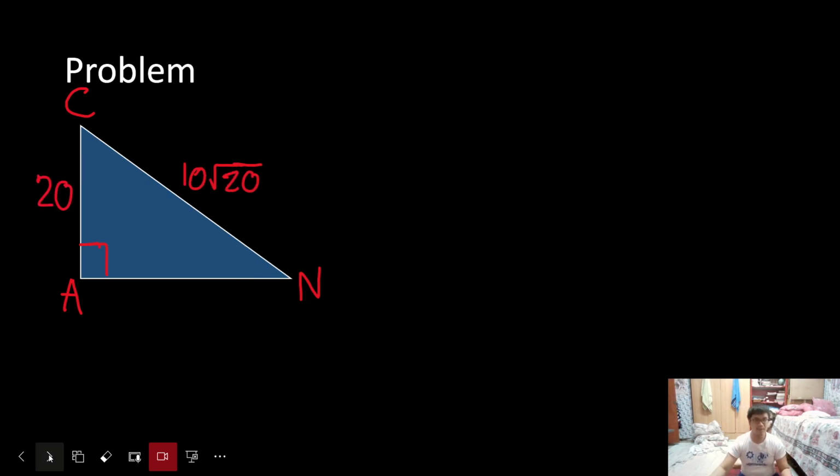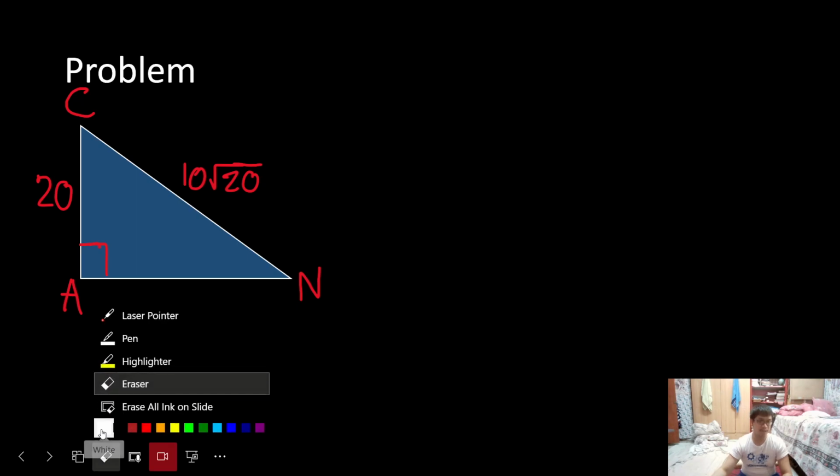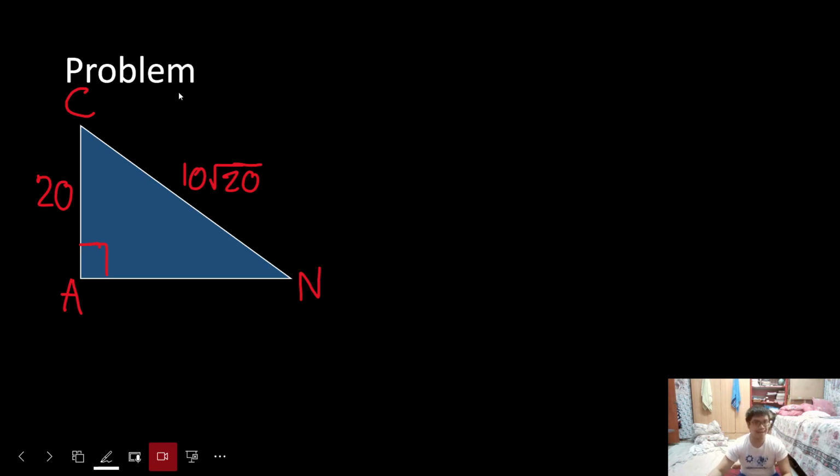Now let's apply it to the last problem. So here, same letters for each of the vertices of the right triangle, but the difference is the sides. As you can see here, we have 20 units and 10 square root of 20. So same thing, let's find the acute angles here. So let's find angle N and angle C, both of them. By the way, I forgot to mention, you can find first the angle C before you find angle N. It's up to you. It's not in order. So yeah, it's up to you.